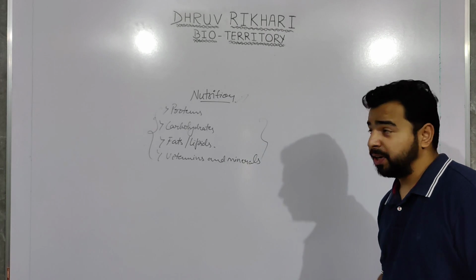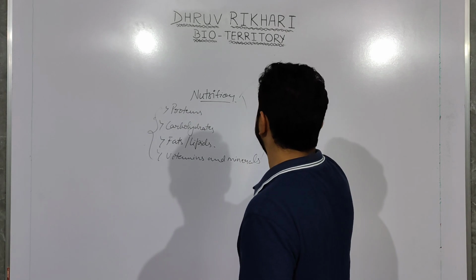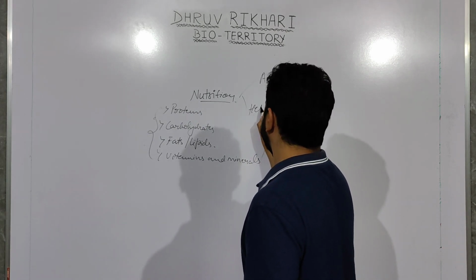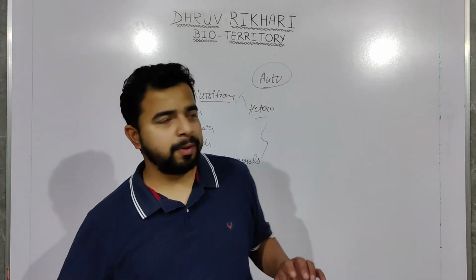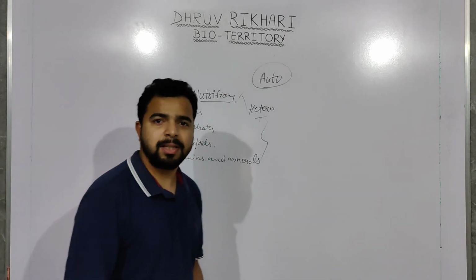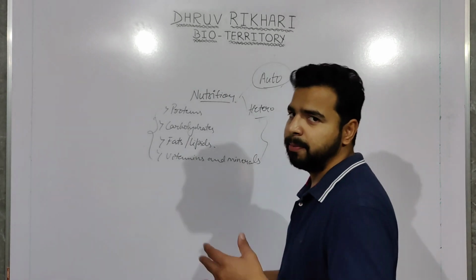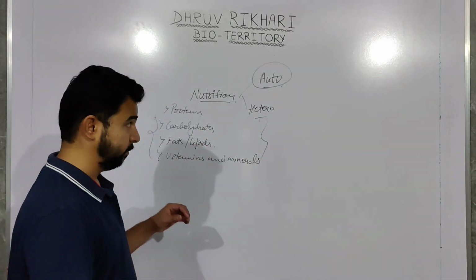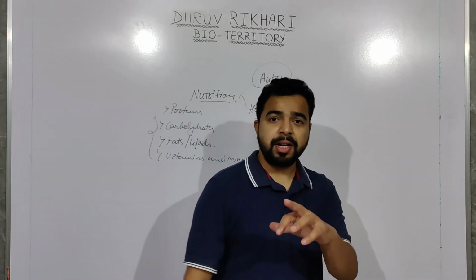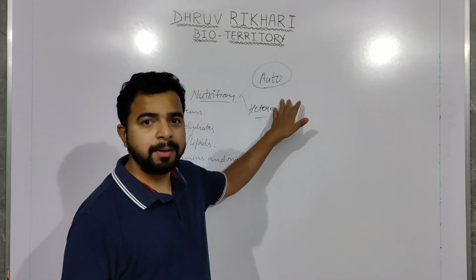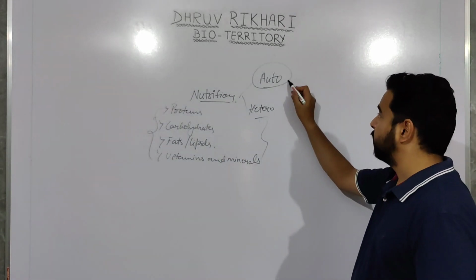Now when we talk about nutrition, there are two major modes of nutrition. One is autotrophic and the second one is heterotrophic. So when we talk about the autotrophic mode of nutrition, it means organisms that can synthesize their own food. And under this category, we place mainly the green plants, right? Along with green plants, we can also place some bacteria, which take their food by the mode of autotrophs.